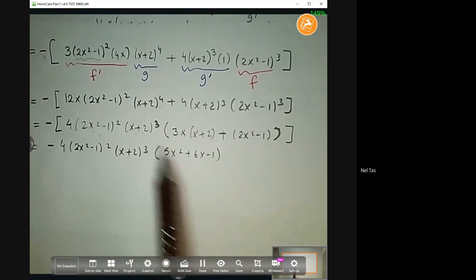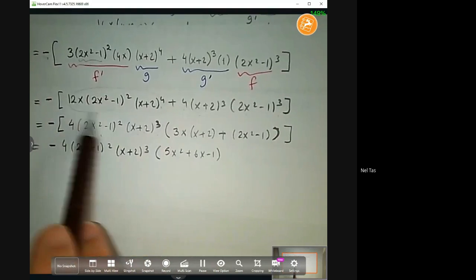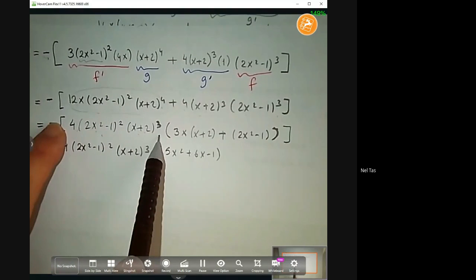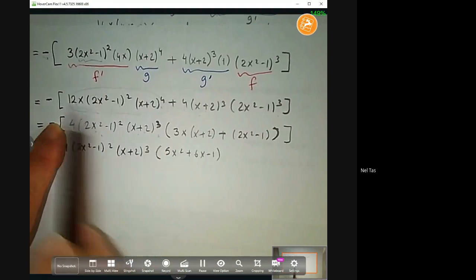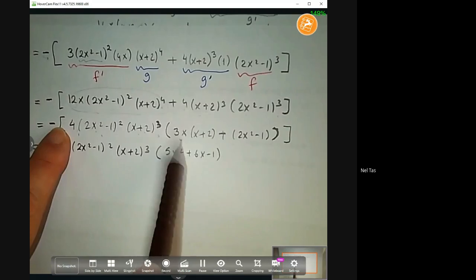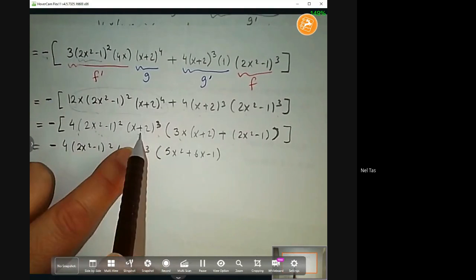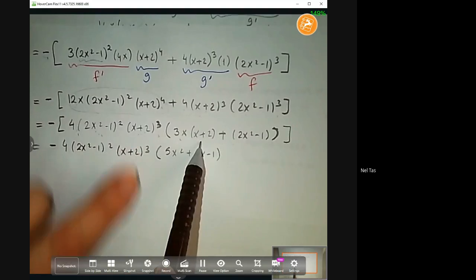How did we get 3x? We divide this first term by the common factor. 12x divided by 4 gives you 3x. This divided by that is gone. This divided by that gives x plus 2.